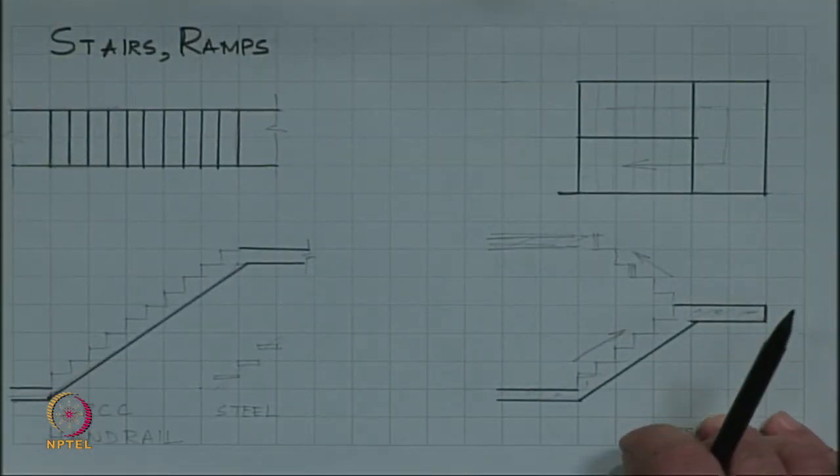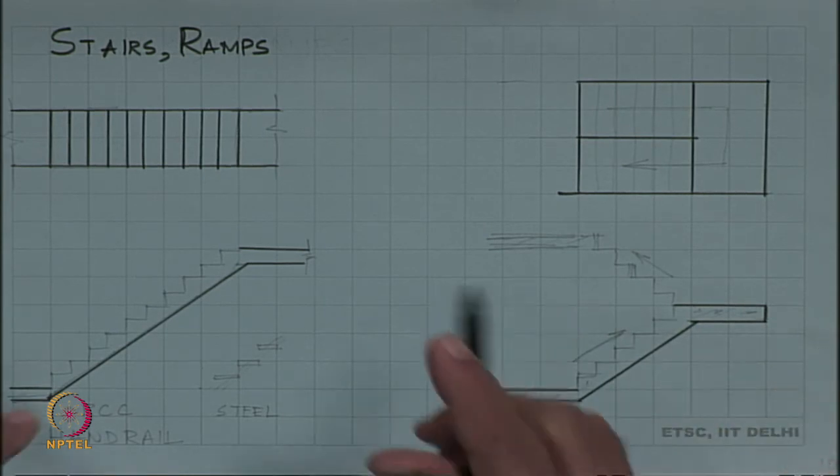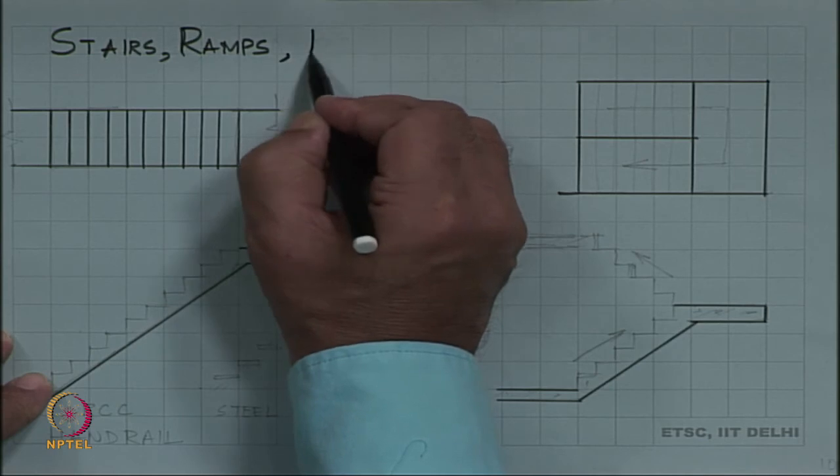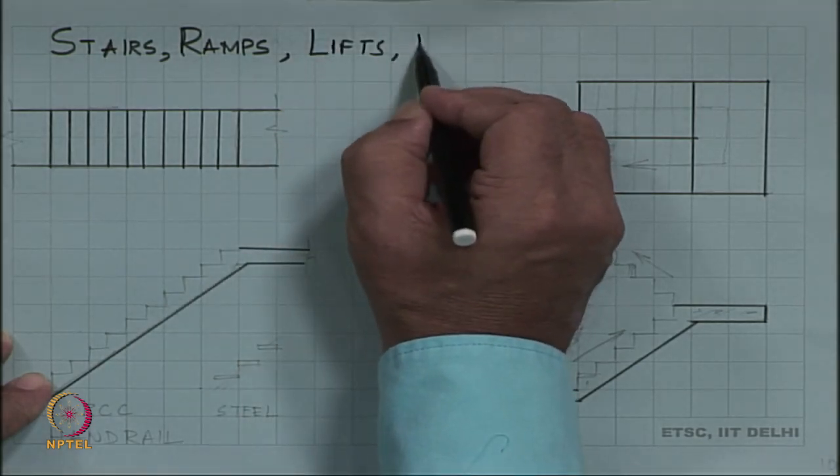The next thing is when you have multiple floors, we need to show the access, and we will show stairs, ramps and the other techniques that are there. We will not go into the details of those, such as lifts and elevators.